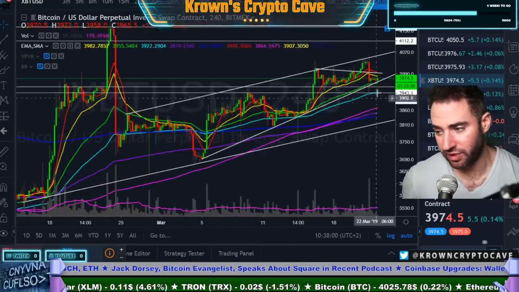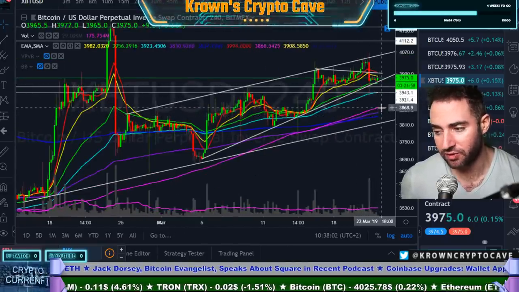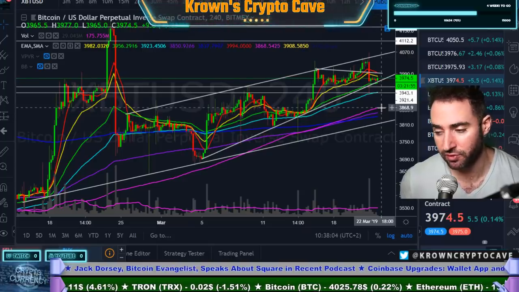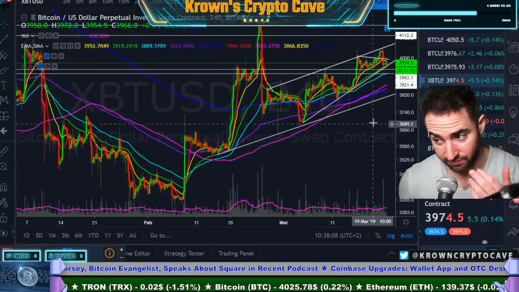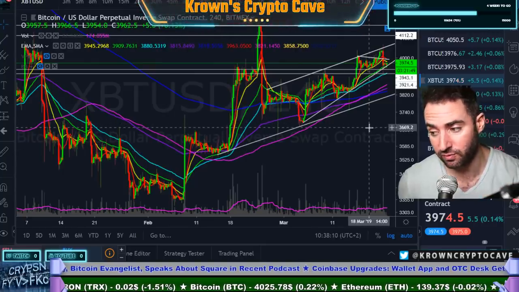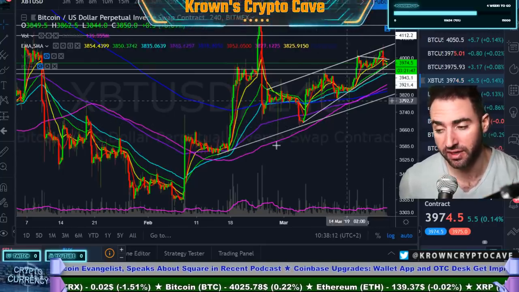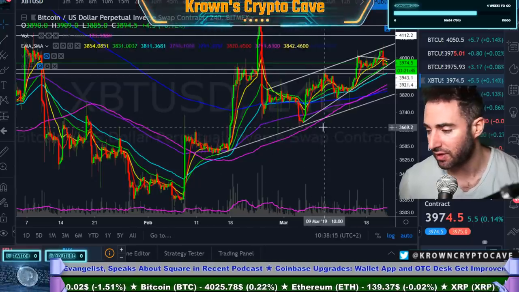Plenty of edge. I mean, if we break this area, yes, I do think that we're going much lower, probably below 3,900, 3,850, 3,800. But realistically, personally speaking, I think we'd start to really descend to the bottom side of this whole range.